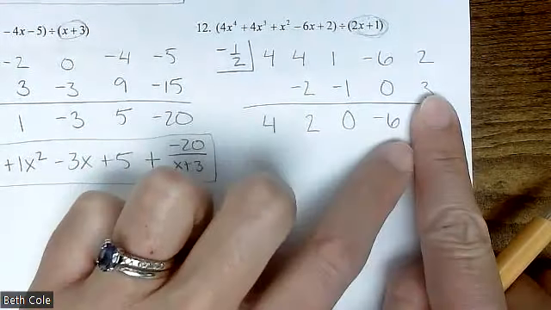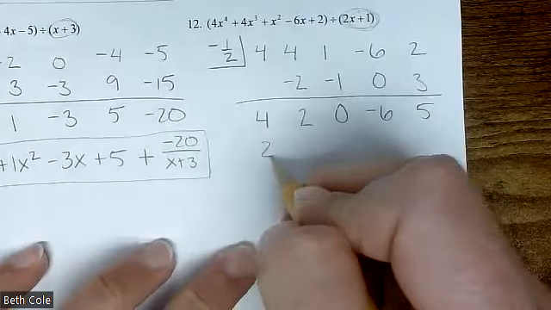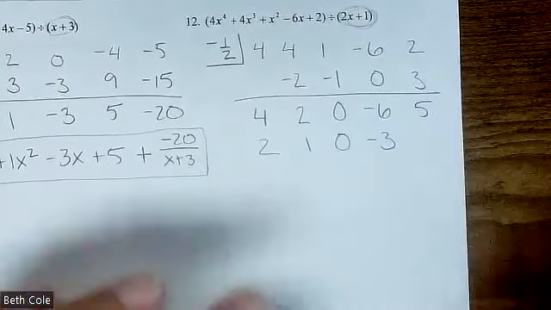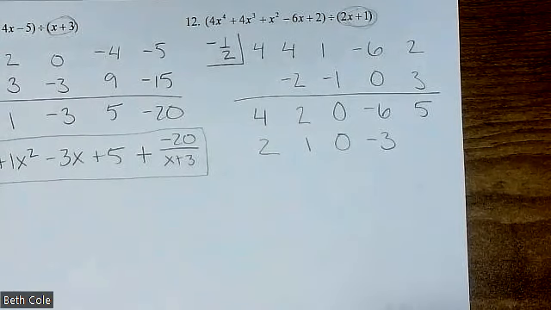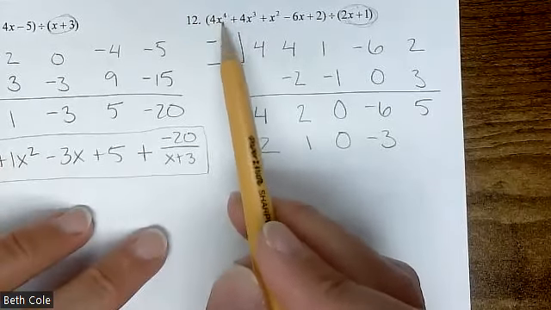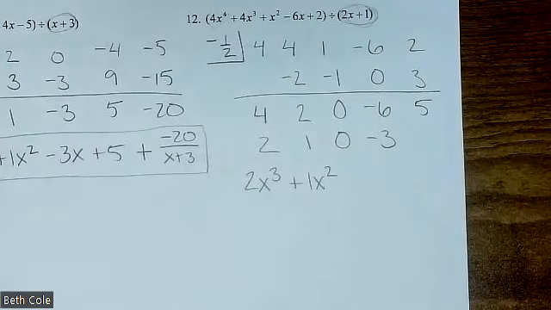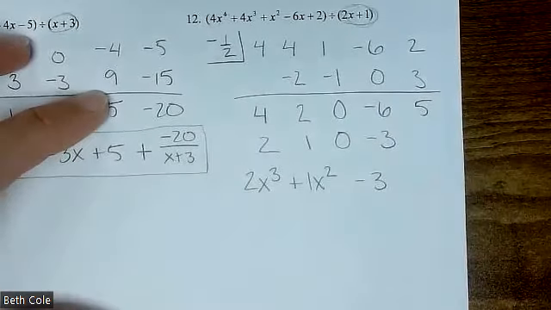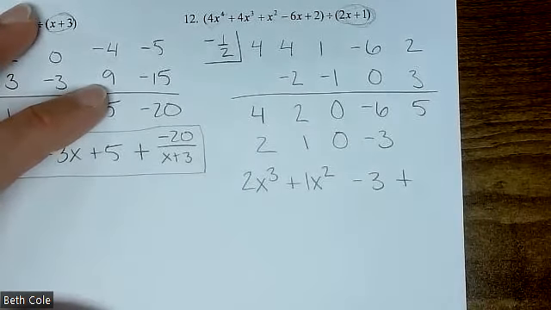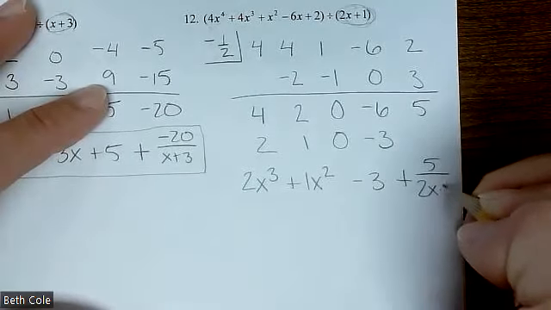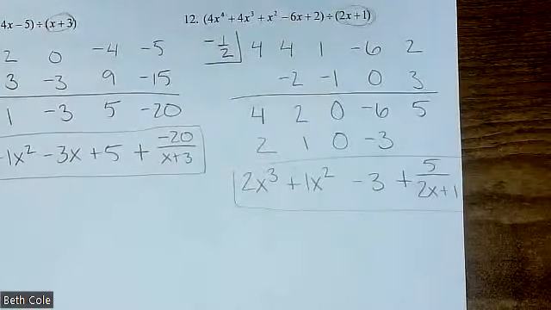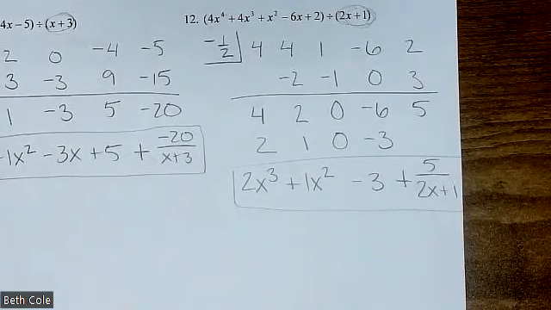All right. But what do the rest of these divide by? 2. So you would get 2, 1, 0, negative 3. And you start with 1 less than you had in the first place. So we're going to start with x to the third. So 2x to the third plus 1x squared. And then you can write plus 0x if you want, but I'll be happier if you just skip it. Minus 3. And then plus what? Perfect. 5 over 2x plus 1. All right, that's going well.